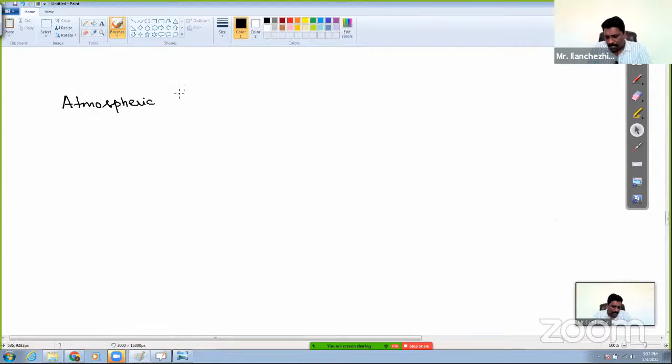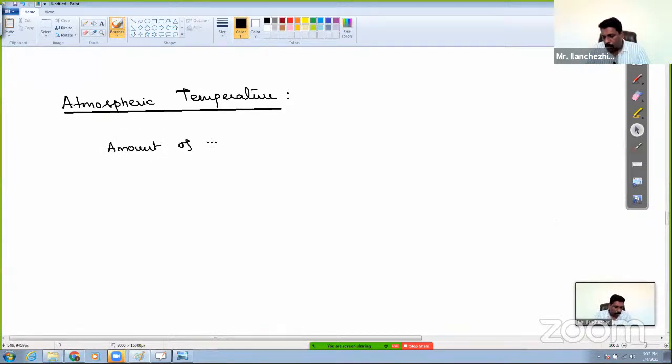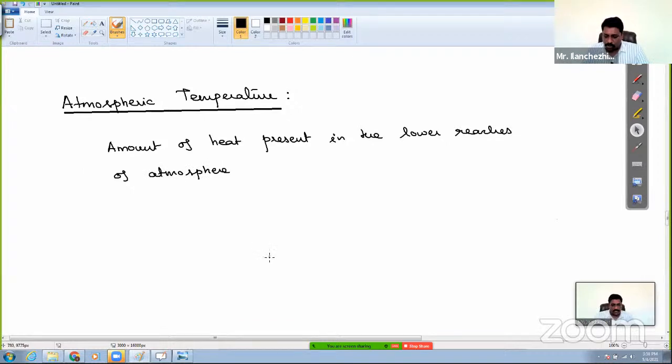Atmospheric temperature and insolation are very closely related, my friend, because wherever insolation is higher, atmospheric temperature is also high. So you can write it. What is atmospheric temperature? The amount of heat present in the lower reaches of atmosphere is called atmospheric temperature.